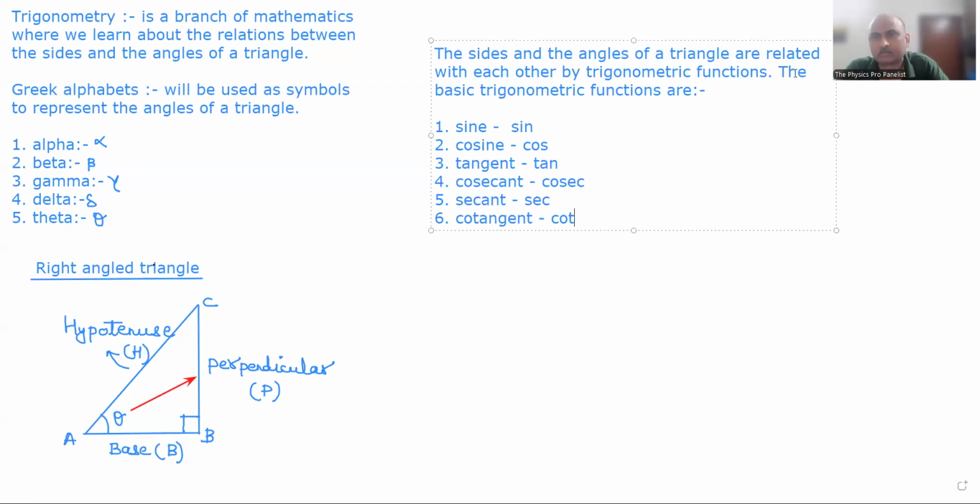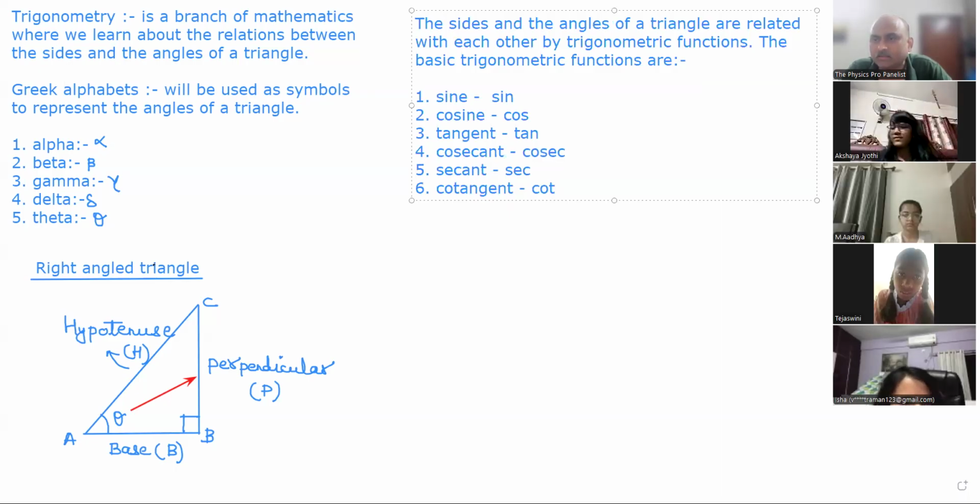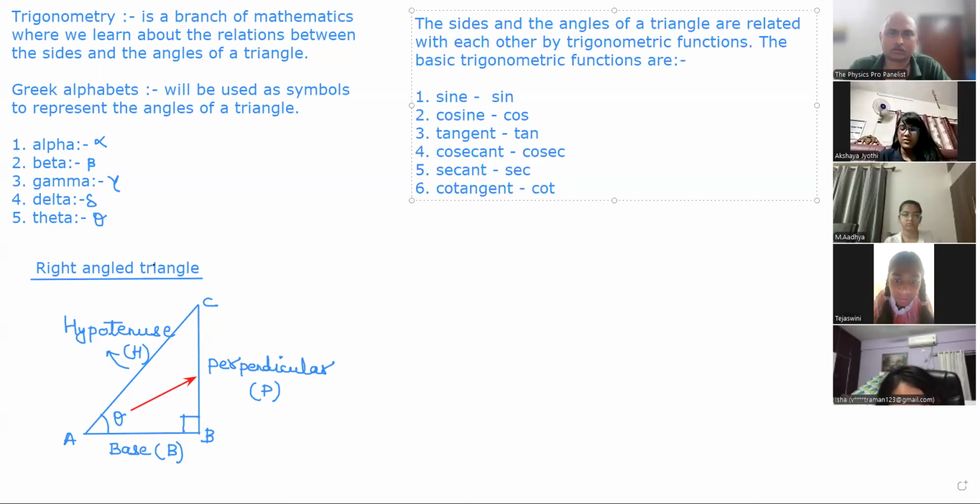Anybody is having any queries till this point? Any queries, kids? No queries. Any question you want to ask? Anmol, Adhya, Tejaswini, Akshaya, Sumukha, Tina, Shrimoyi, Isha, Aryahi? No, sir. No doubts. Okay, very good.